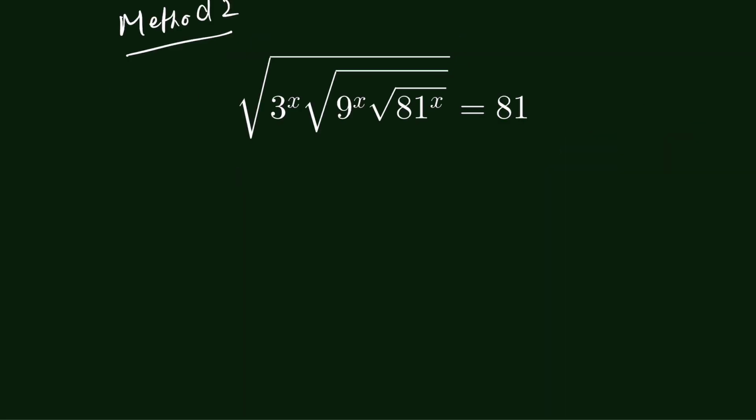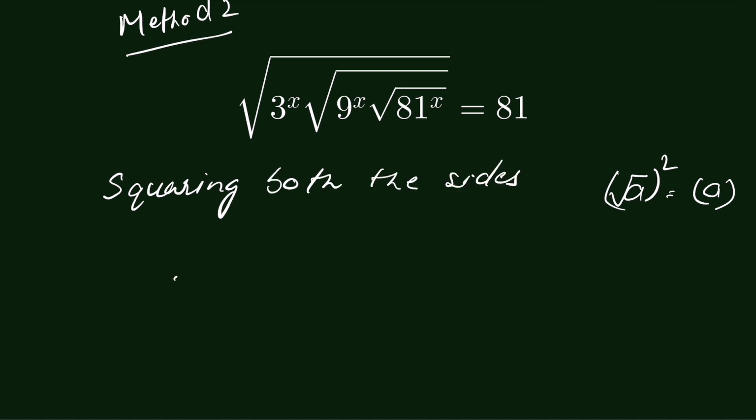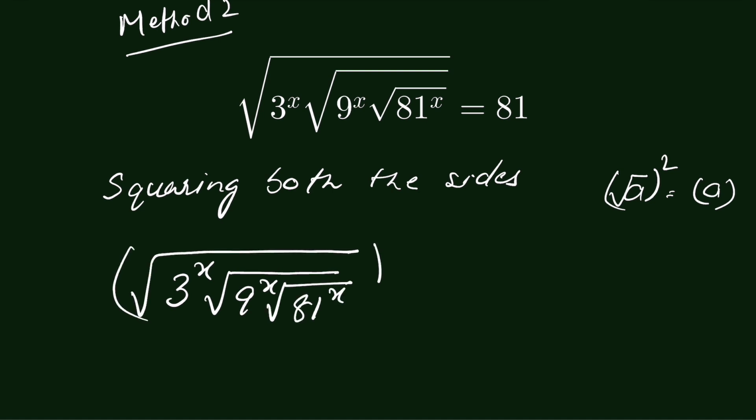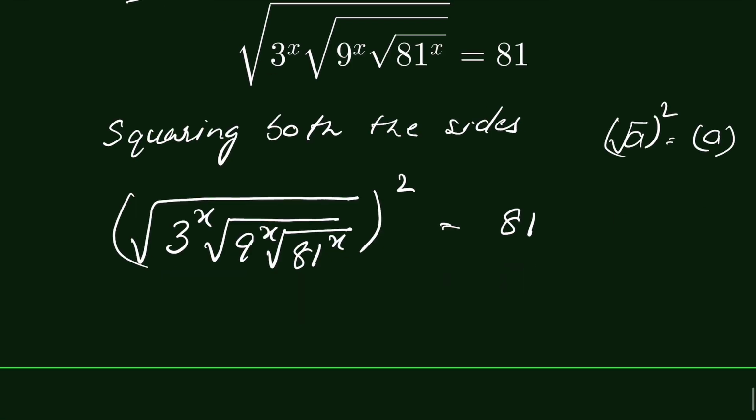We know when a is under square root, it means a is raised to the power of 1 upon 2. So when we square it, the exponent is also multiplied by 2. Then we can cancel this 2 and this 2 and it is equal to a. So to remove the square root, let's first square both the sides. So squaring both the sides, 3 to the power x times 9 to the power x under square root times 81 to the power x under square root, we square it, is equal to 81, and we square it. We remove the square root with this square.